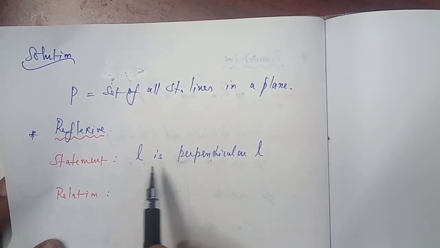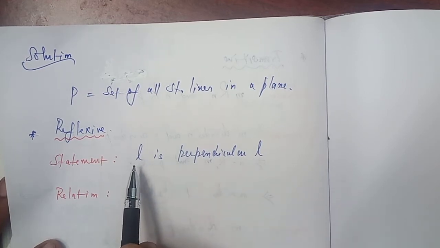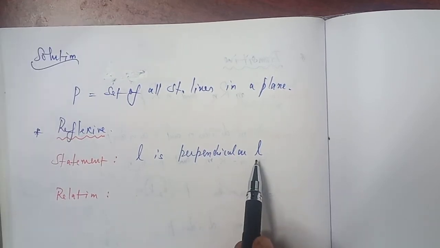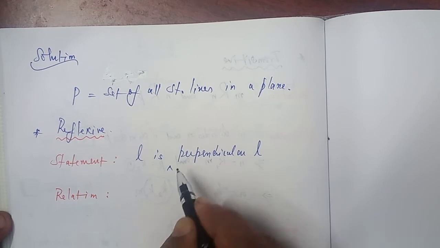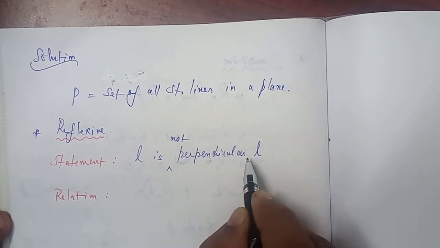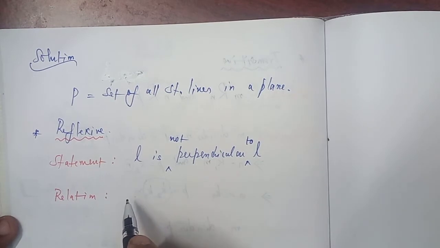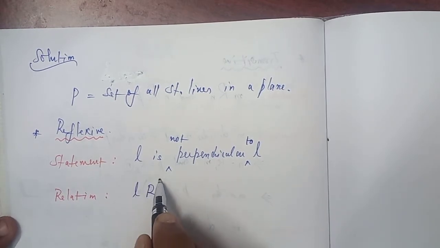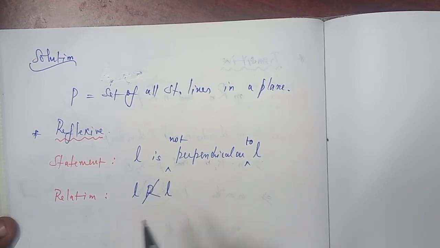Here L is perpendicular to L. Can a line be perpendicular to that same line? No chance at all. So what I have written is L is not perpendicular to L. Therefore, L is not related to L according to that question.